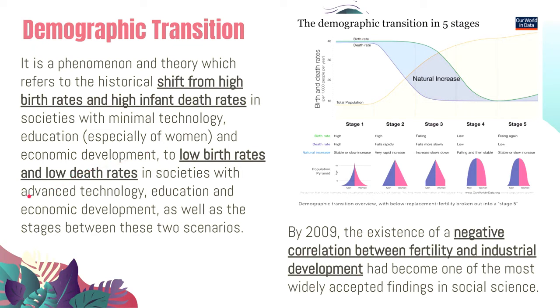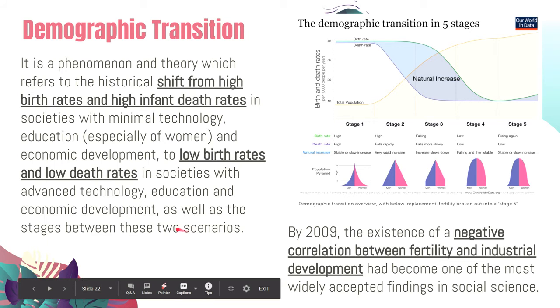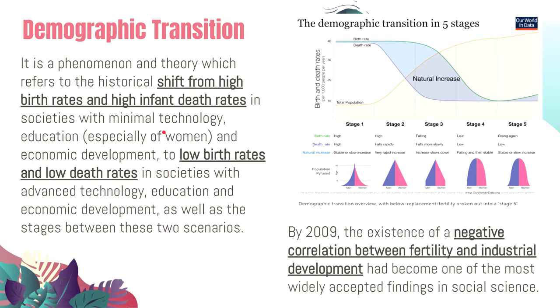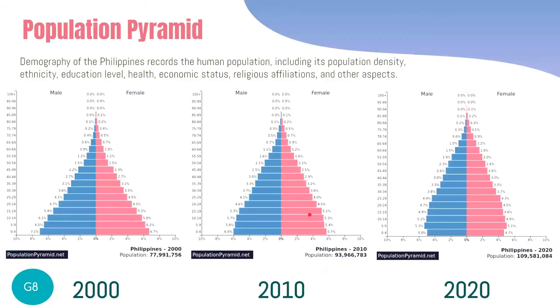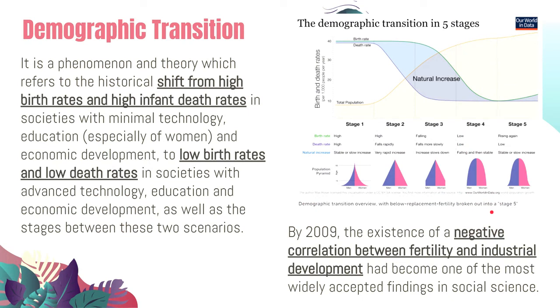Now, what are the factors for that? Because of having advanced technology, education, and economic development, as well as the other stages between these two scenarios. So, having advanced technology, education, and empowerment of women is the reason why countries undergo changes in their population pyramid from rapid growth to eventual slow growth and negative growth. So the demographic transition can best be described in 5 stages, and we will discuss these 5 stages as we go along.